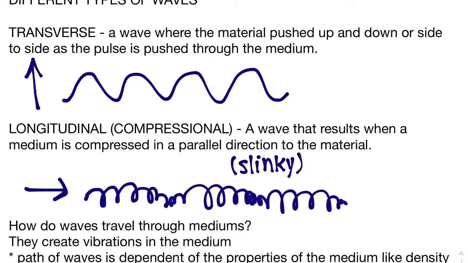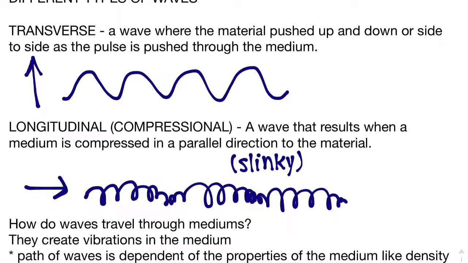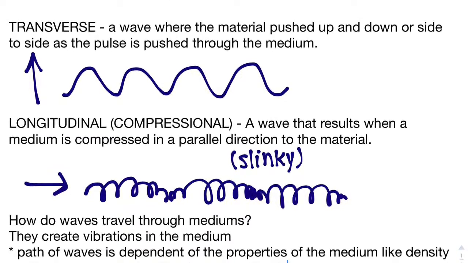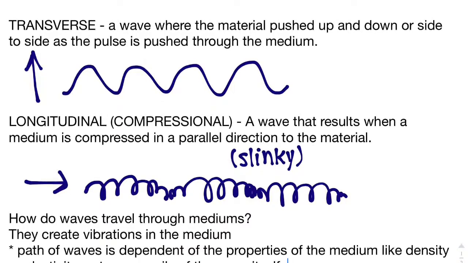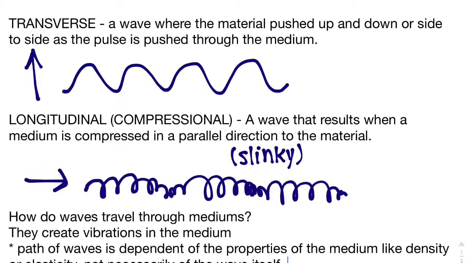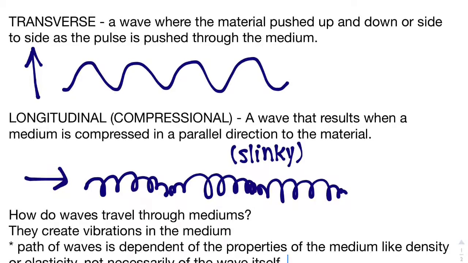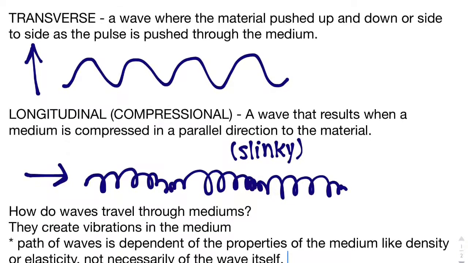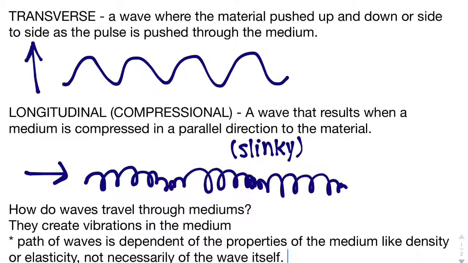Different types of waves. So there's transverse waves, which is a wave where the material is pushed up and down or side to side as the pulse is pushed through the medium. There's also longitudinal or compressional waves, which is a wave that results when a medium is compressed in a parallel direction to the material. Waves travel through mediums by creating vibrations in the mediums. And there you go.